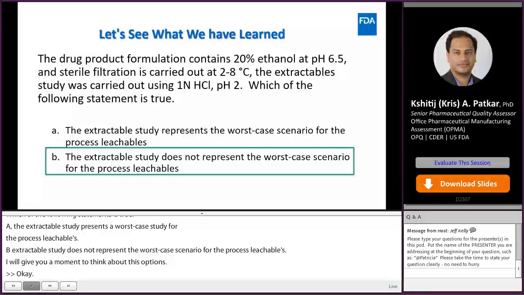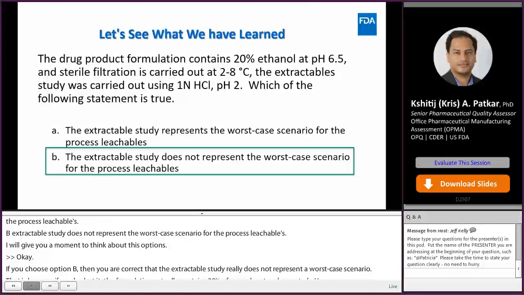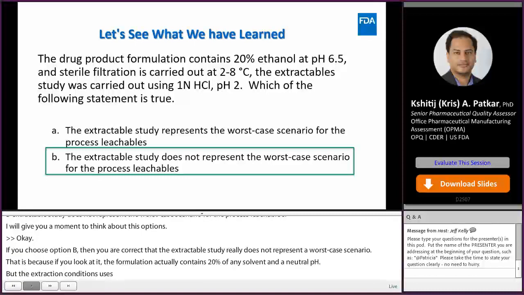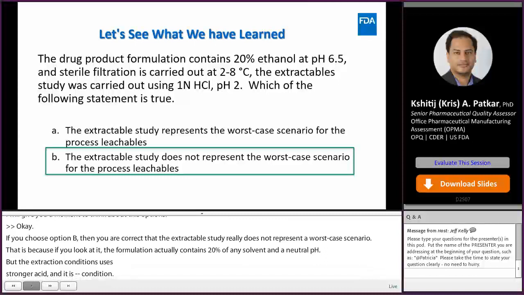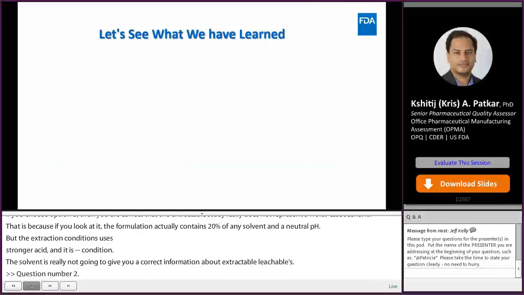Okay, if you choose option B, then you're correct. The extractable study really does not represent the worst case scenario. That is because if you look at it, the formulation actually contains 20% organic solvent at a neutral pH, but the extraction conditions use strong acid and it's an aqueous condition. So this solvent is really not going to give you correct information about the extractable leachables. Question number 2.